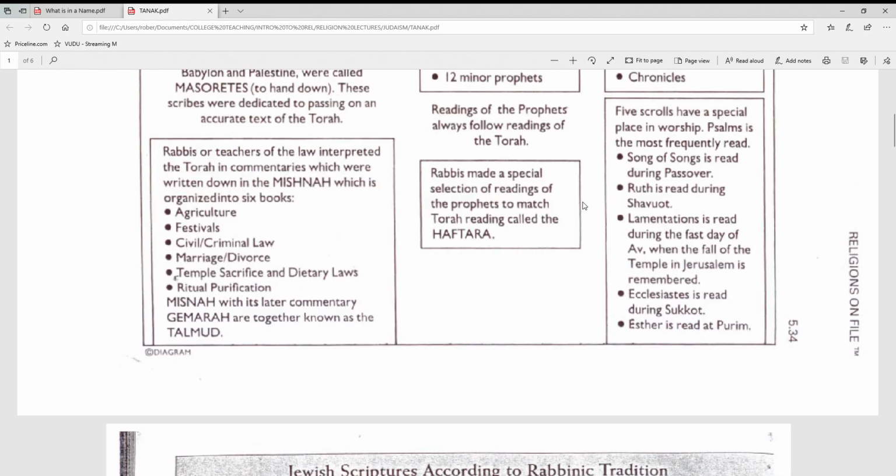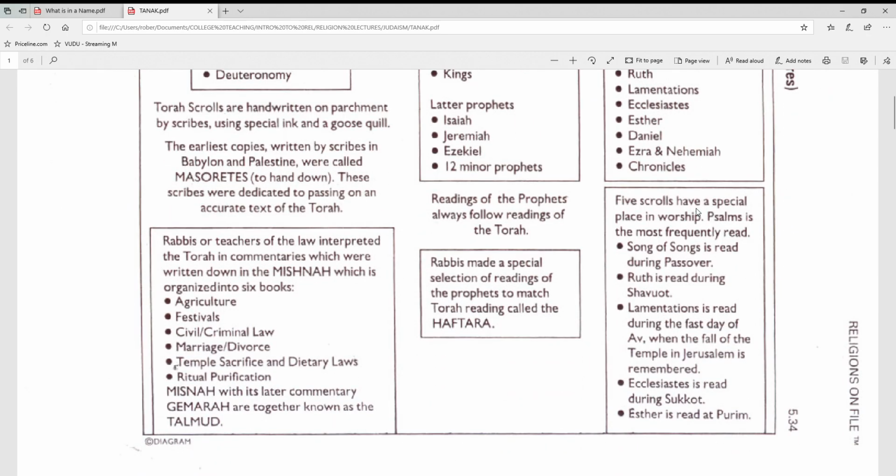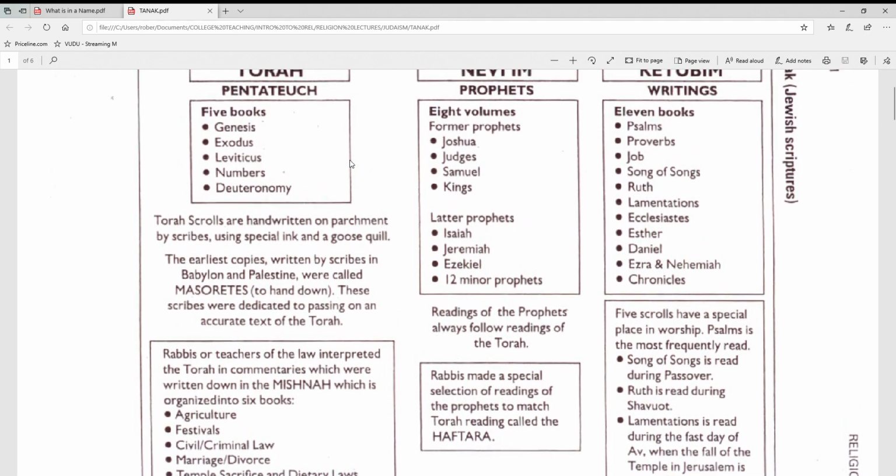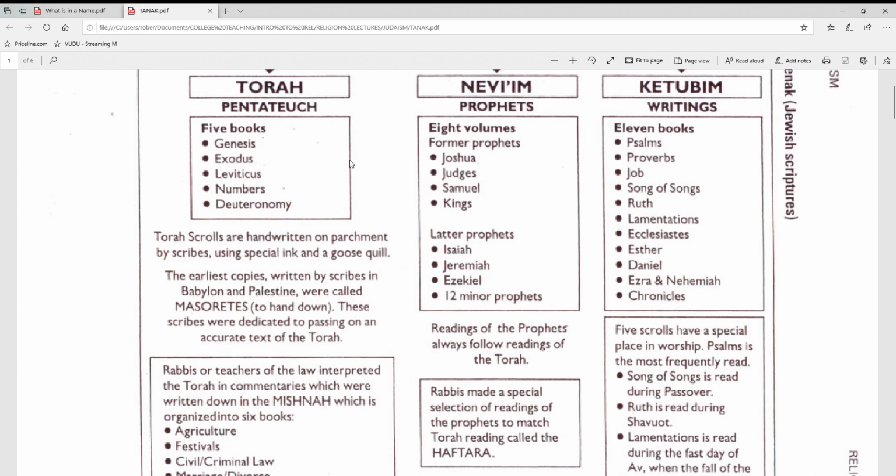Then we have Nevi'im. I'm sorry, Nevi'im. I always say that word wrong. Nevi'im, which is 8 volumes. We can divide it into 2 different groups. Basically, the first group is the former prophets, which is the books of Joshua, Judges, Samuel, and Kings. These basically continue the story. So Joshua kind of takes over, and he helps lead the Israelites, the Hebrews, back into the Promised Land.